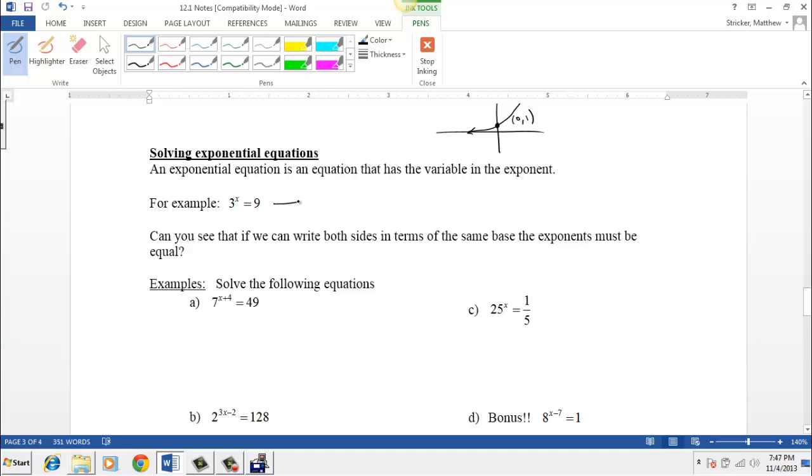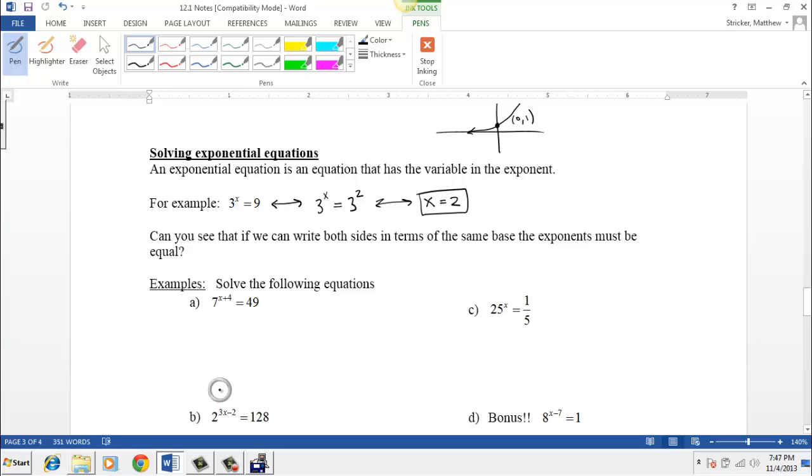But one way to see this is to write both sides of the equation with the same base. So if the left-hand side is 3 to the x, we can write the right-hand side as 3 to the second power, because 3 squared equals 9. And if that's the case, then that means that x has to equal 2. We can set the exponents equal to each other. And so that's why I say in the question down below here, can you see that if we can write both sides in terms of the same base, in this example it's base 3, then the exponents must be equal.